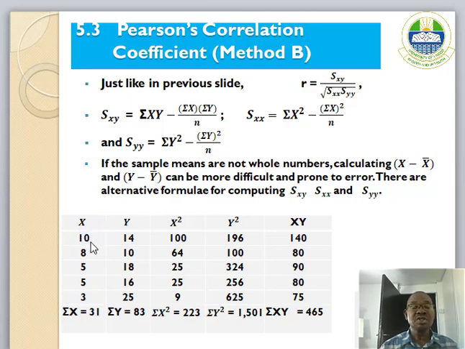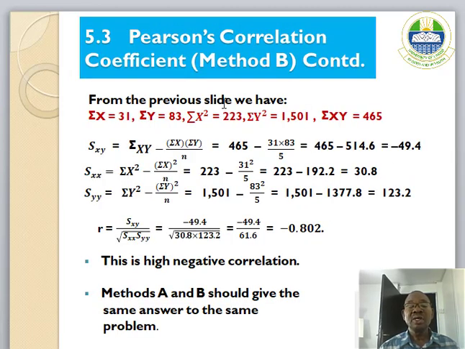Here, what we do is this is X, this is Y. So we square the X's, these are the values, square the Y's, these are the values, then the cross product XY, that is multiply X by Y, we get 140. We have the sums. Then we carry the sums to this place for convenience. Then SXY is the sum of XY minus the sum of X multiplied by the sum of Y over N. And we pick these figures from here, plugging into this formula, then simplify and have the answer as minus 49.